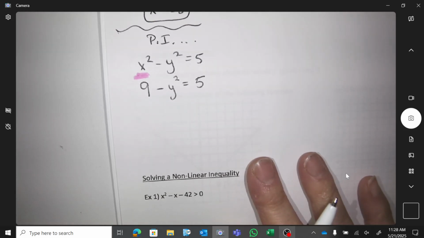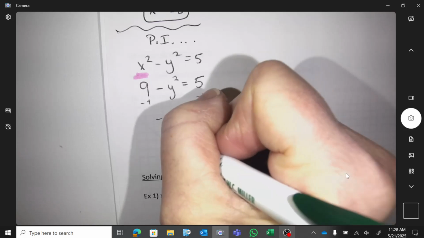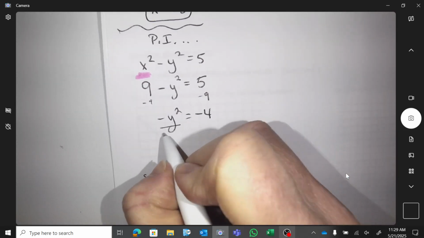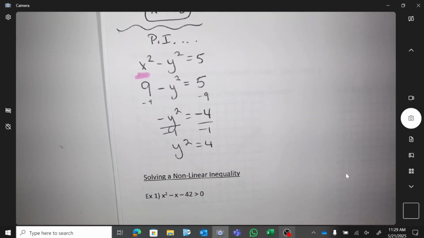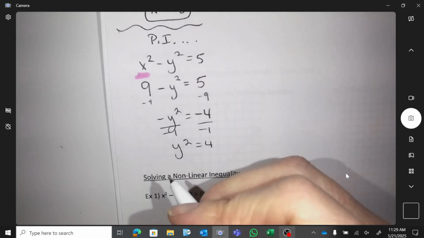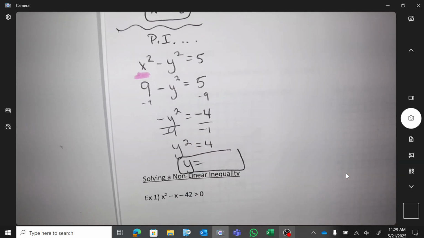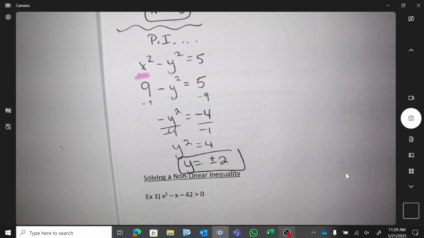I replaced x squared with 9, and then minusing 9 is negative 4. Divide is 4. Therefore, y equals, what are we doing? Plus or minus 2.